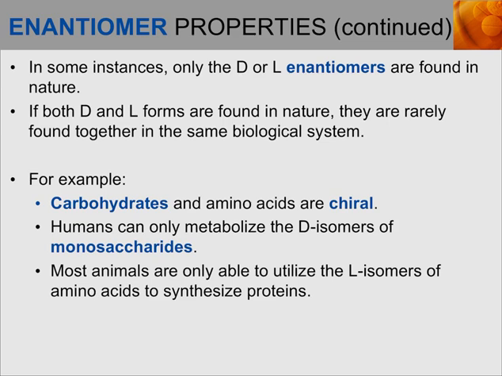Now, humans can only metabolize the D isomers of monosaccharides. So D-glucose, D-glyceraldehyde, D-fructose. And most animals are only able to utilize the L isomers of amino acids to synthesize proteins. So we can't use the D isomers in that case. The enantiomers are really important to understand because we can only utilize either the D isomers or the L isomers depending on the type of molecule.